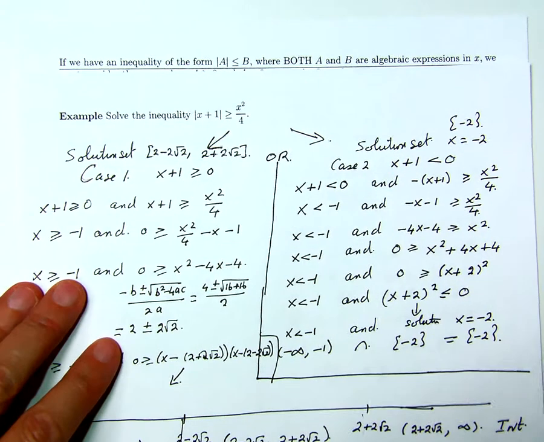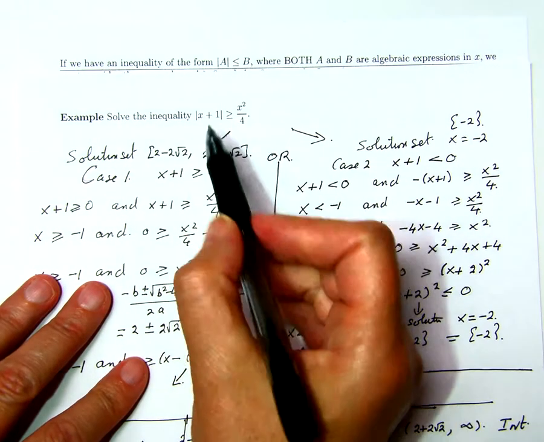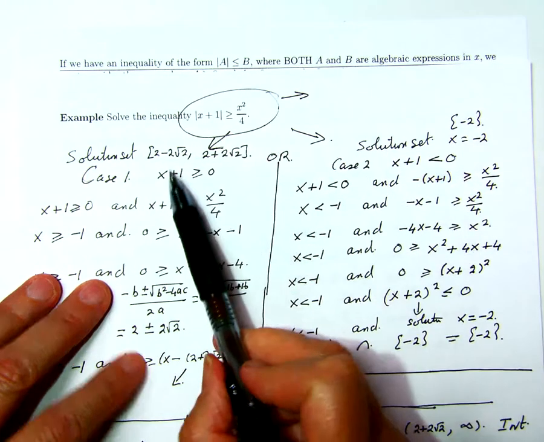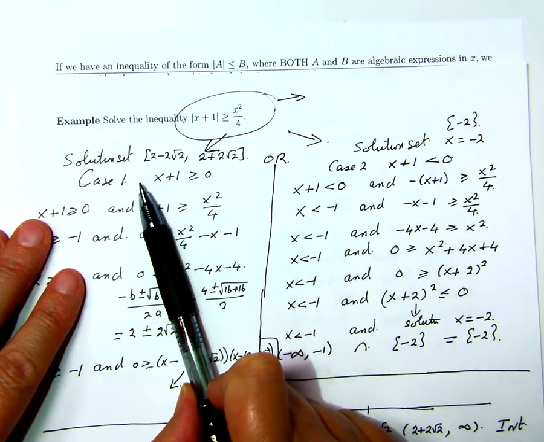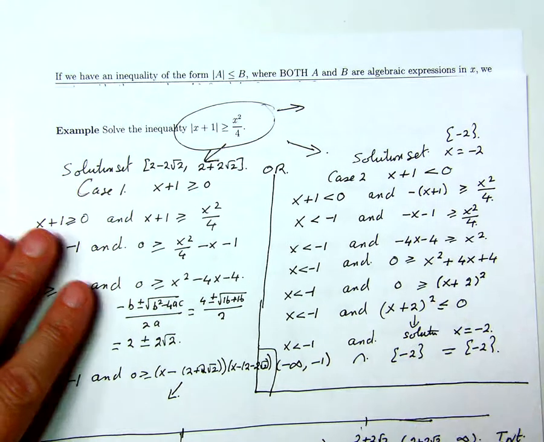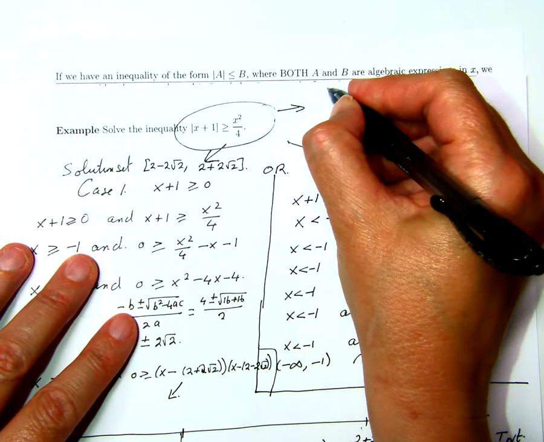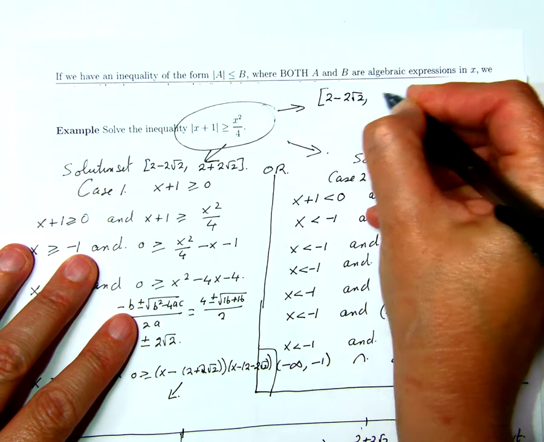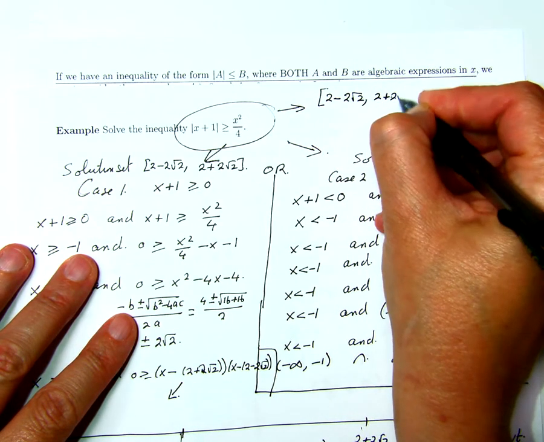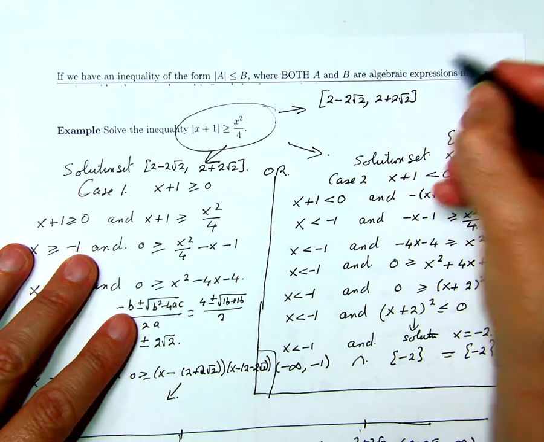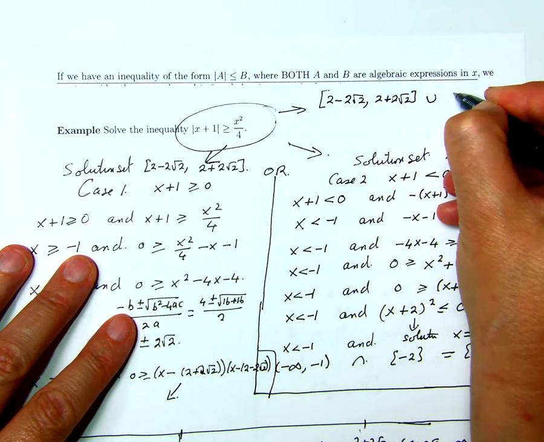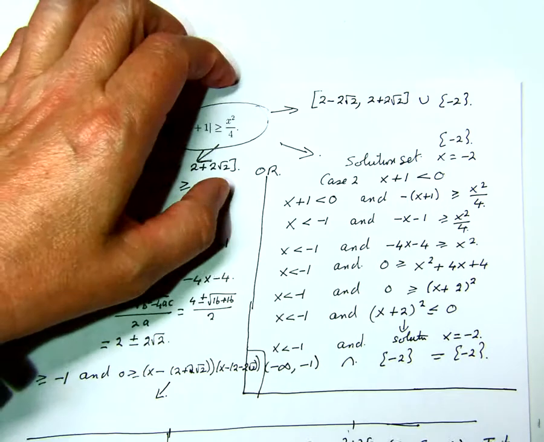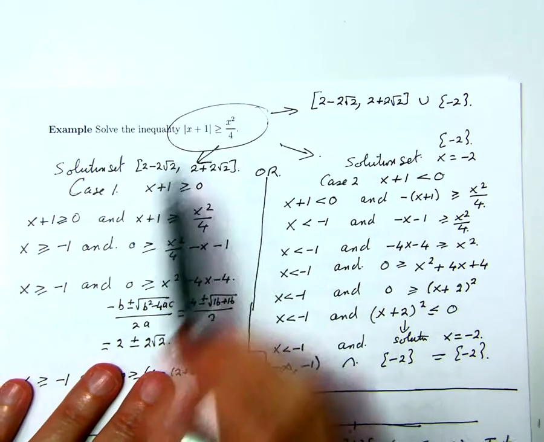And the solution set to my original inequality is the union of the set of solutions from case 1 with the set of solutions from case 2. So it's everything between 2 minus 2 times the square root of 2 and 2 plus 2 times the square root of 2 inclusive, along with the number -2. And that's the entire solution set to this inequality.